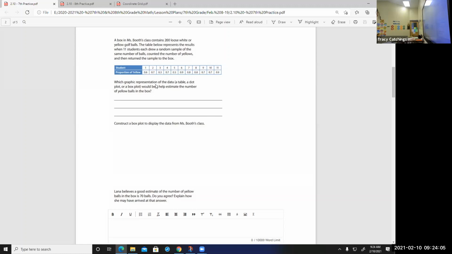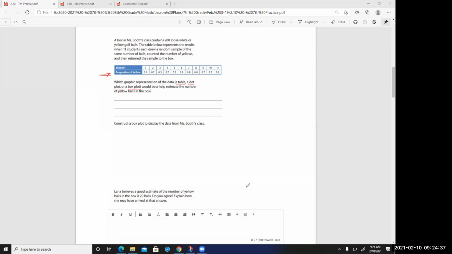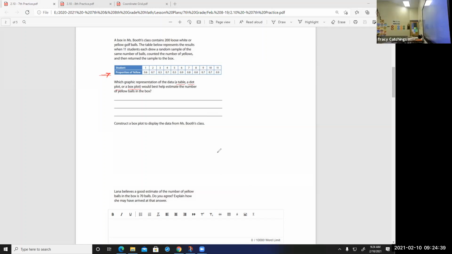It asks which graphic representation of the data, a table, a dot plot, or a box plot would best help estimate the number of yellow balls in the box. Now notice in this table, only thing they gave us was the proportion of yellow. They didn't tell us how many yellow balls they picked. They just gave us the proportion. So based on that, do you think we can make a table, a dot plot, or a box plot? A box plot. What is a box plot, Jamal?